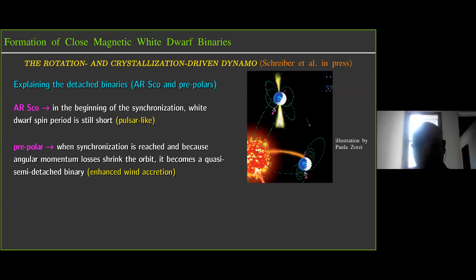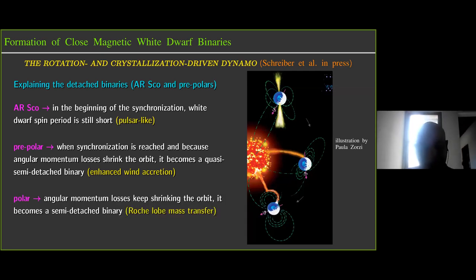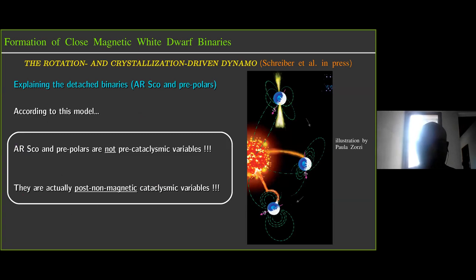So the binary will eventually reach the CV configuration again because of this angular momentum loss. But before becoming a CV, now hosting a magnetic white dwarf, it will become a prepolar, which are synchronized systems in which the secondary almost fills its Roche lobe. And so after the prepolar, we have the polar, precisely the second CV phase during the evolution of this close binary.